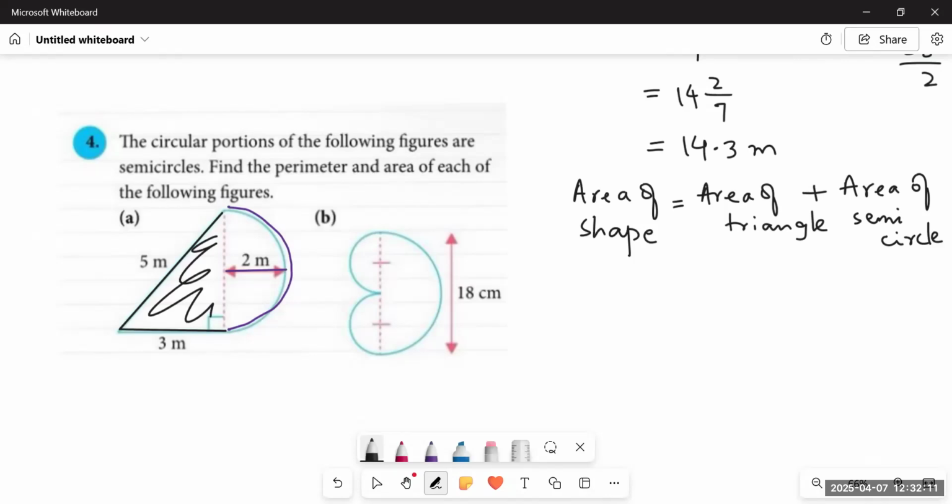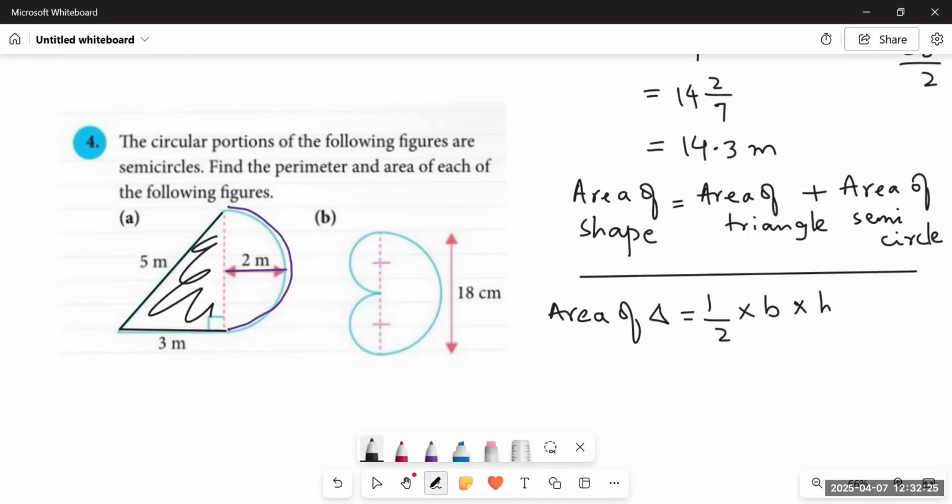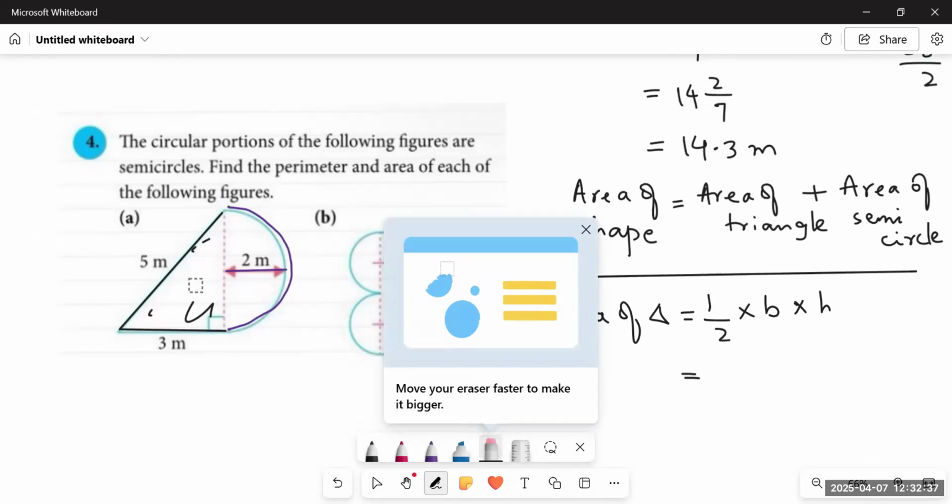So this would be the formula that we are going to use to find the area of the composite shape. First we are going to find the area of the triangle. And how are we going to find it? Using the formula half into base into height. So if we take base as 3 meters, because base and height in a right angle triangle are the adjacent sides where the 90-degree angle is formed. So if you see, here is the 90-degree angle.